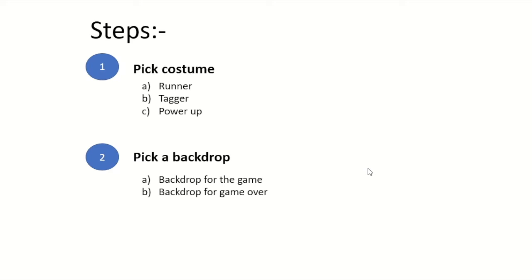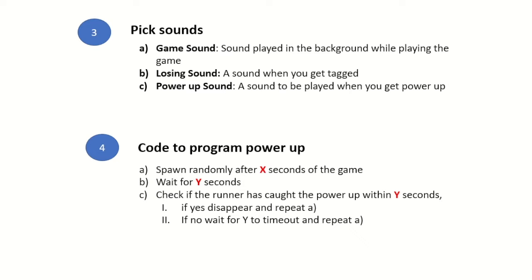We've gone through two things in the previous video. Those were pick a costume and pick a backdrop. Both of these are done. Now we're going to do the next thing, which is pick a sound. Pick a code to program power up will be a little more advanced. Okay, so let's start.